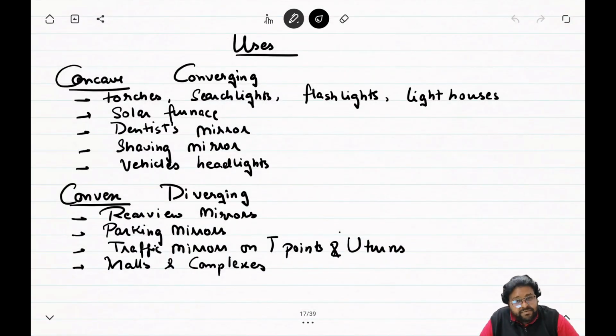In solar furnaces, we use a concave mirror where the water is kept. Suppose we are talking about a solar water heater, and the water tubes are kept at the focus. All the heat rays coming from infinity are converged to the focus, and the water will get heated inside the tube.